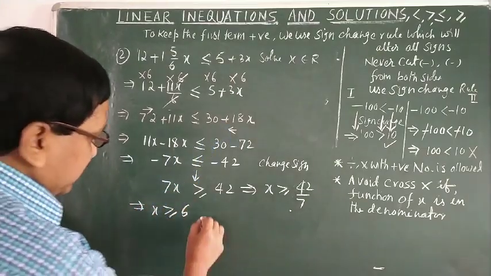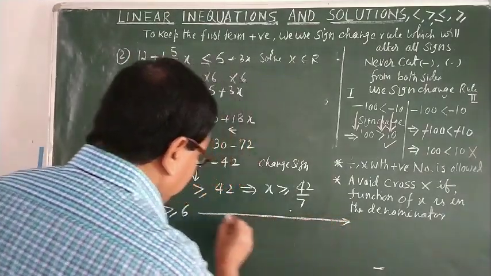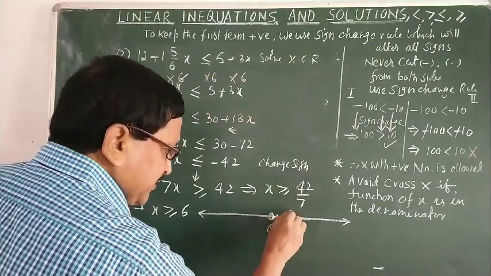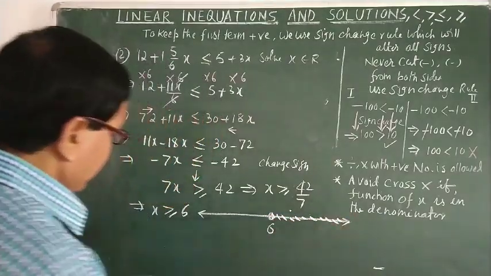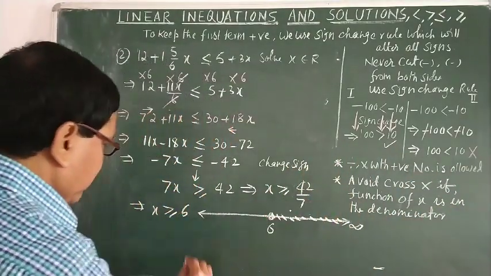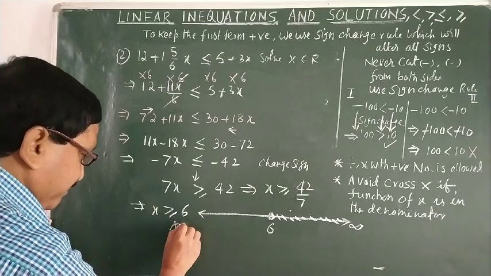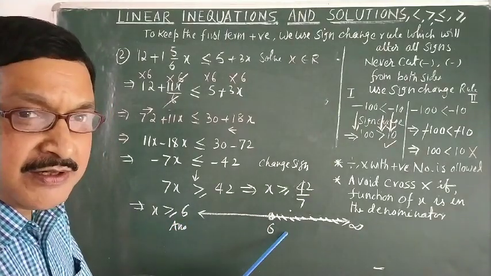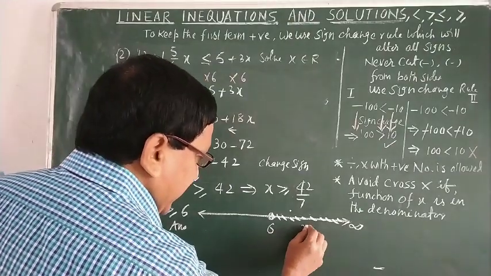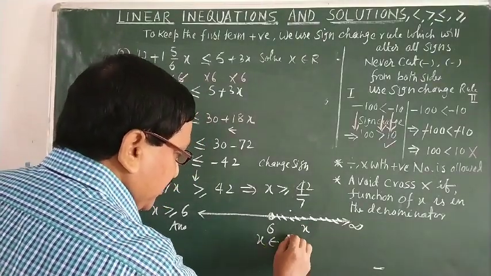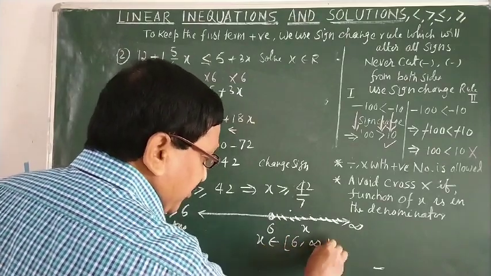More than or equal to 6 means, if you are interested in drawing the graph, this is 6. And more than 6 means the right side. More than 6 means move towards the right side up to infinity. So your answer is either this, this is also your answer. And if you are interested in writing it in interval form, x from this to this. So x belongs to 6 and infinity, not to be taken.